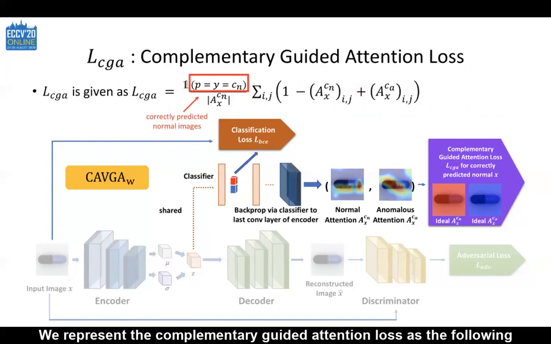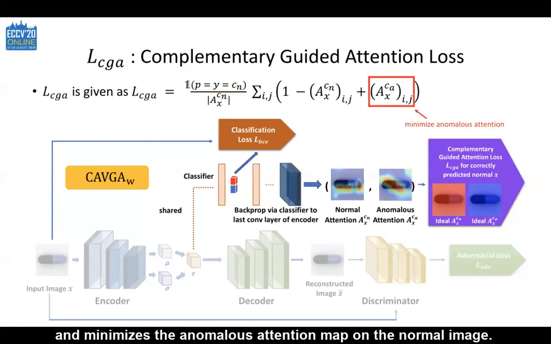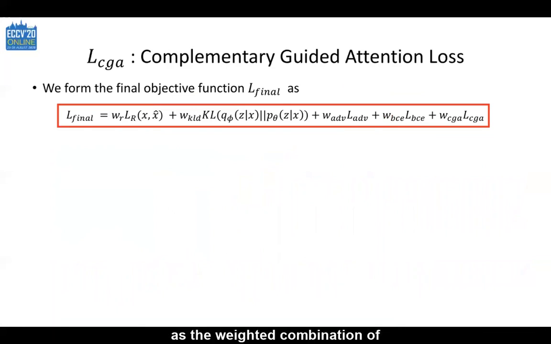We represent the complementary guided attention loss as the following equation, which is satisfied only for the normal images correctly predicted by the classifier. It expands the normal attention map and minimizes the anomalous attention map on the normal image. Hence, in the weakly supervised setting, we form our final objective function as the weighted combination of reconstruction, KL divergence, adversarial, classification, and complementary guided attention losses.